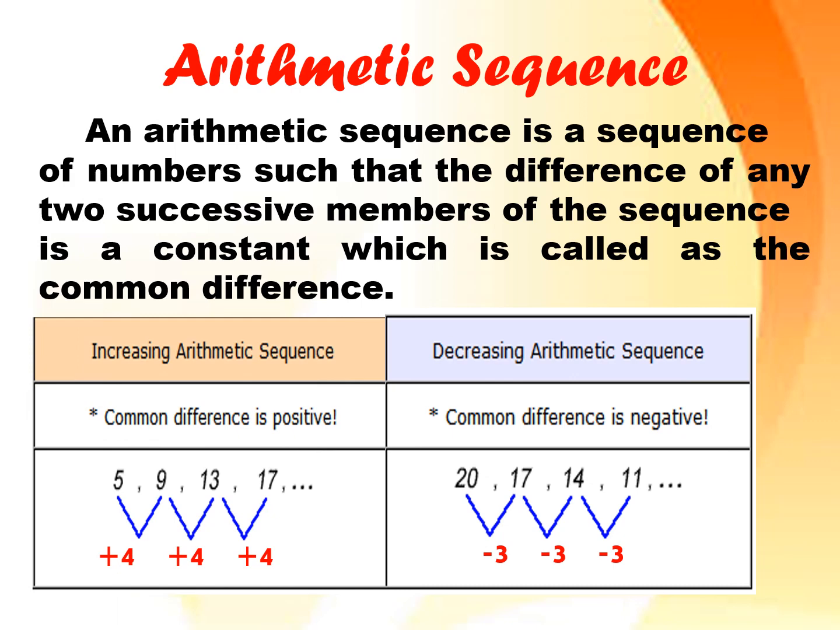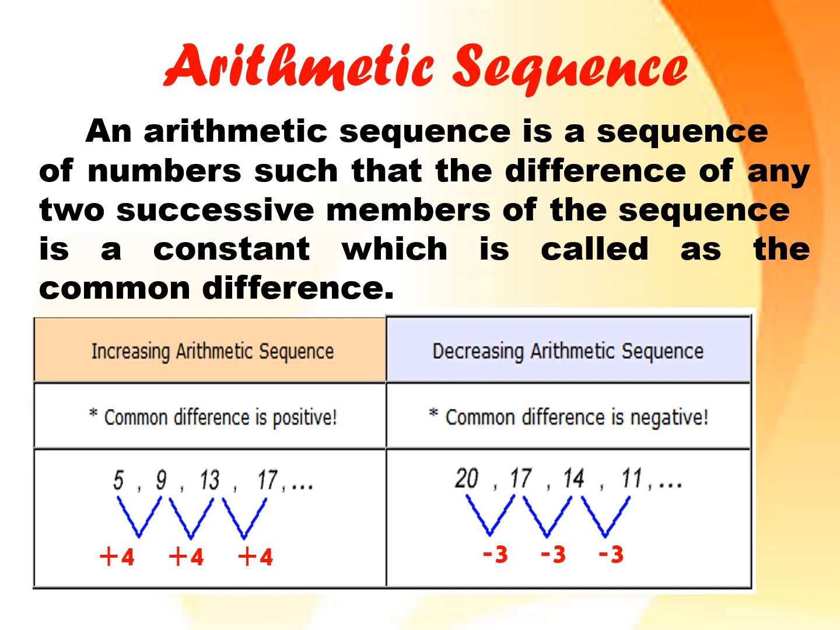Let us now define an arithmetic sequence. An arithmetic sequence is a sequence of numbers such that the difference of any two successive members of the sequence is a constant, which is called the common difference. Here, we have two kinds of sequence. We have the increasing arithmetic sequence on the left side and a decreasing arithmetic sequence on the right side.